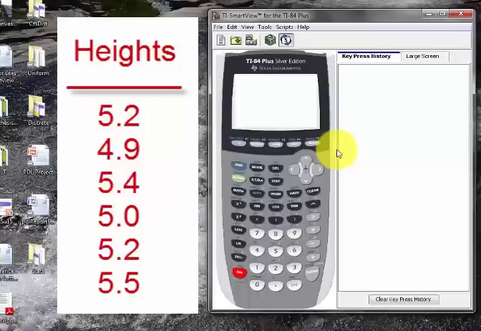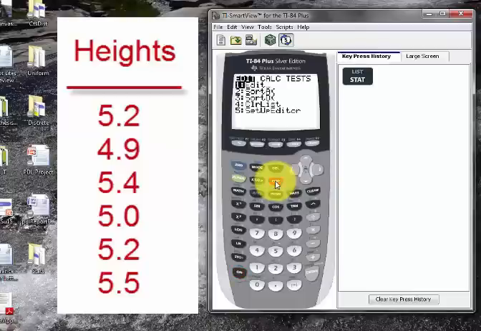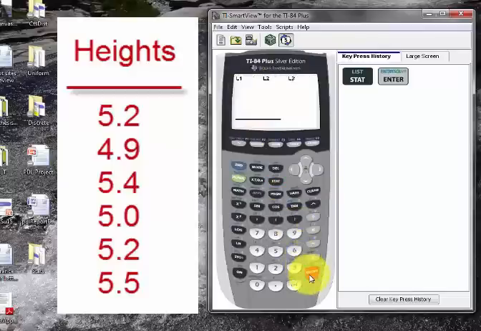And I first need to enter the data. So I go to Stat. That's this button right here, S-T-A-T. And I want to edit the data values into the editor. So I hit Enter on Edit.